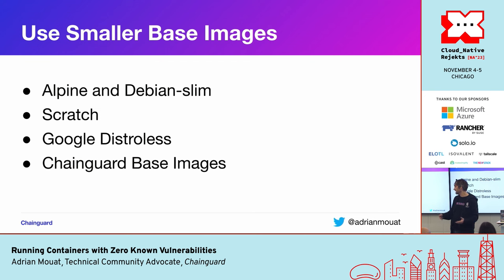there's several things. Like cutting down dependencies, one of the easy things you can do is use smaller base images. A very simple gain can be to change to Alpine or Debian Slim if you want to keep a glibc base. And that will really cut down the number of packages in your images. You can go truly minimal and use Scratch, which I'll talk about in a second. And then there's stuff like the Google distroless base images and, of course, Chainguard base images.